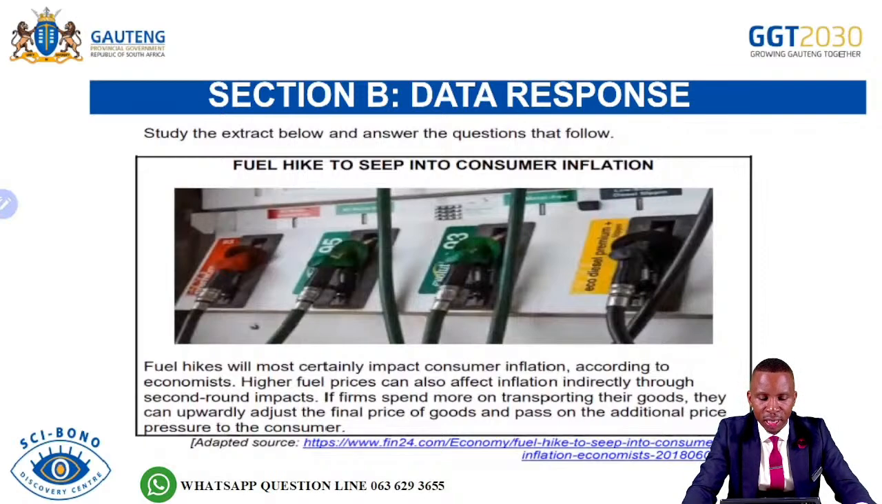According to economists, a high fuel price can also affect inflation indirectly through second-round impacts. If firms spend more on transporting their goods, they can upwardly adjust the final price of goods and pass on the additional price pressure to the consumer. As the fuel price increases, the distribution process becomes much more expensive for businesses, and they will always offset the cost of transport or distribution onto the consumer. As the end user, the consumer will end up paying more for a particular product.